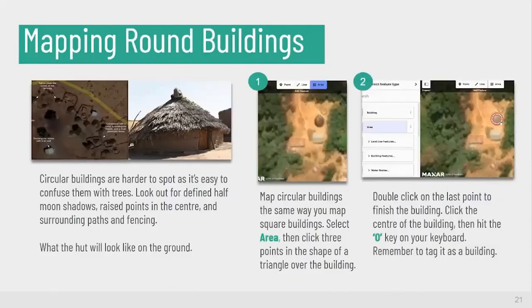What about round buildings? If we are mapping an area that has huts, we don't only have square buildings, we also have round, circular shaped buildings. For circular shaped buildings, you still use the area tool. You click on the area tool and then you draw your points around to trace the circular building. Unlike square buildings where you use the Q key, with circular buildings you select the building and then use the O key on your keyboard to make the building a perfect circle.